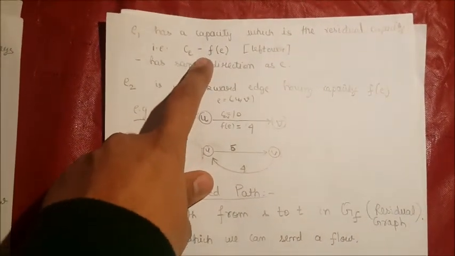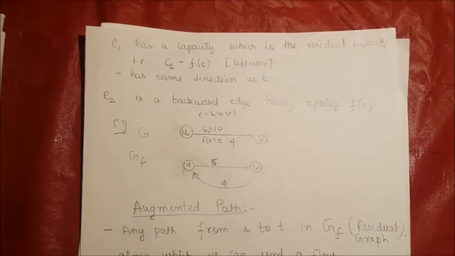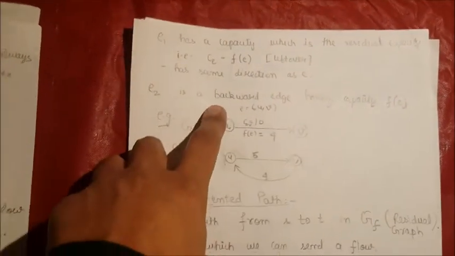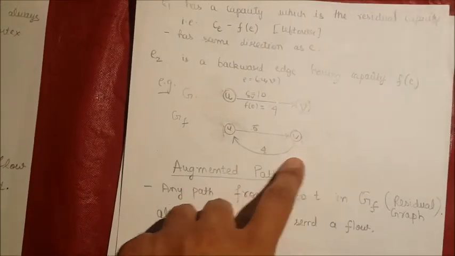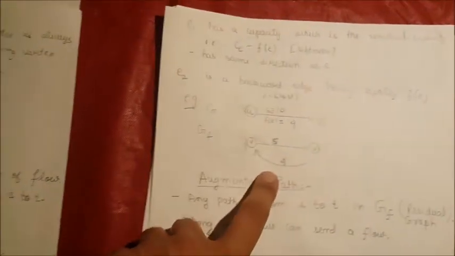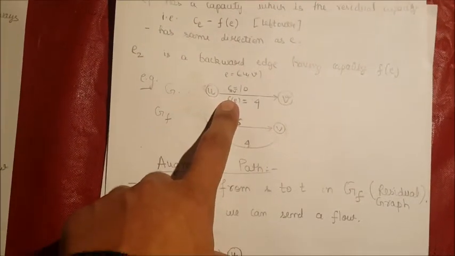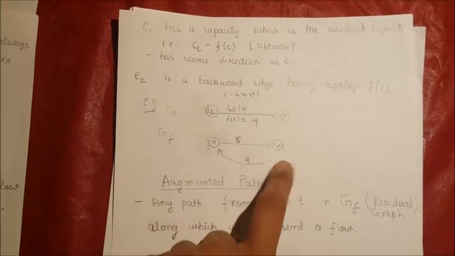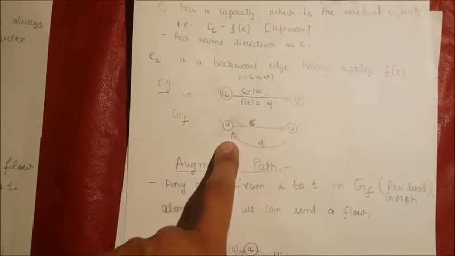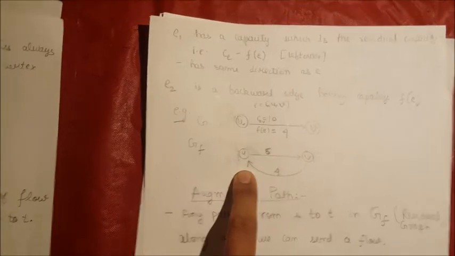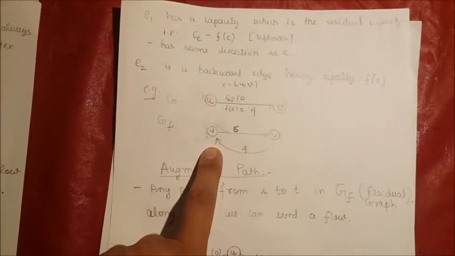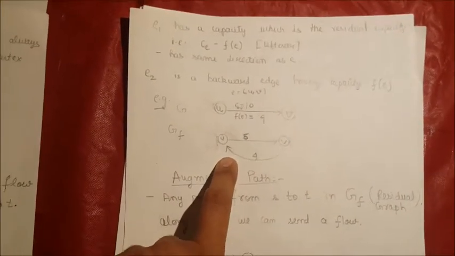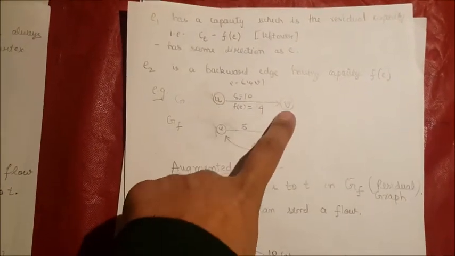This is the residual capacity, that is, the residual amount of flow that I can send along the edge from U to V. And I also have a backward edge from the vertex V to the vertex U, and it has the value of 4, which is the amount of flow. Now I'll explain the reason behind why we are creating a backward edge from V to U. Well, our motive is to find the flow that we can send from U to V.